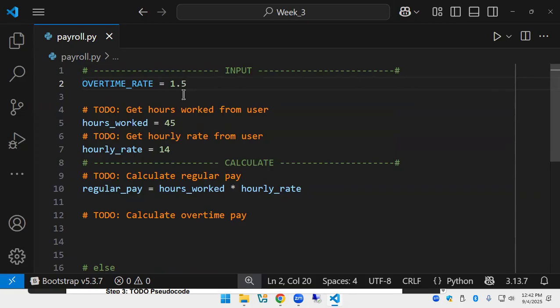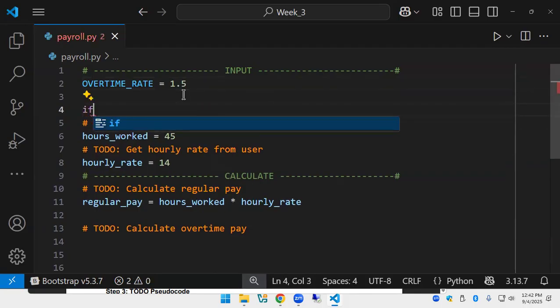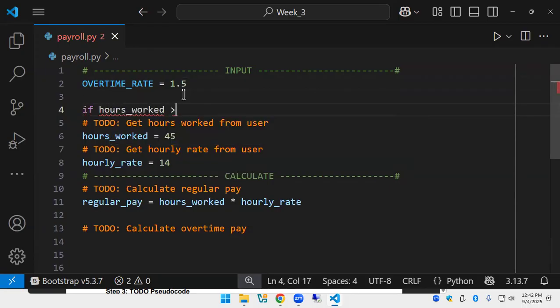Okay, so we are either working 40 or less, or we're working over 40. What do we have in our arsenal, with everything we've learned already, to let us determine that? If the hours worked is greater than 40. Yep. So we'll do that: if hours worked is greater than 40, which I should have a constant for.